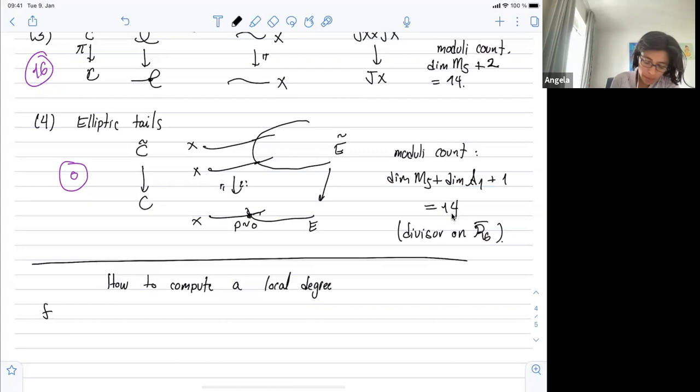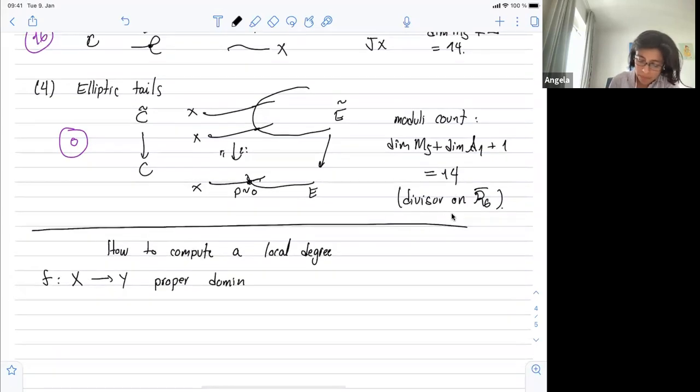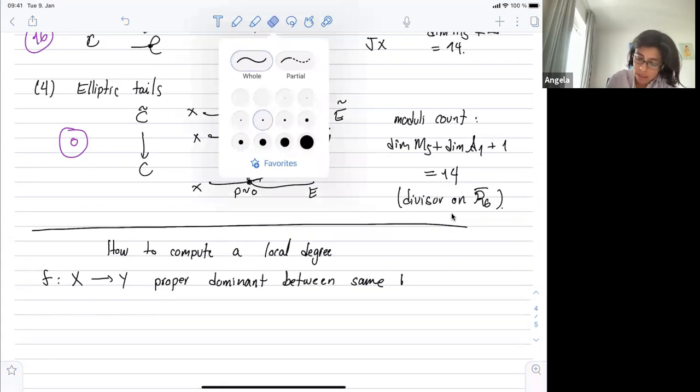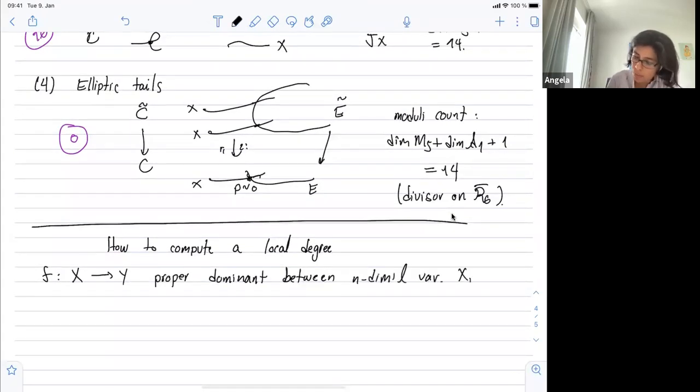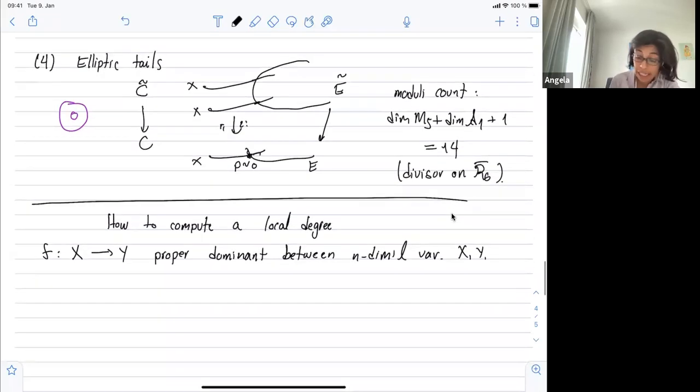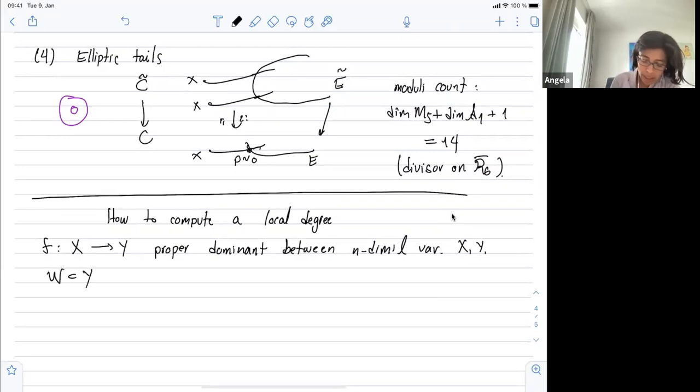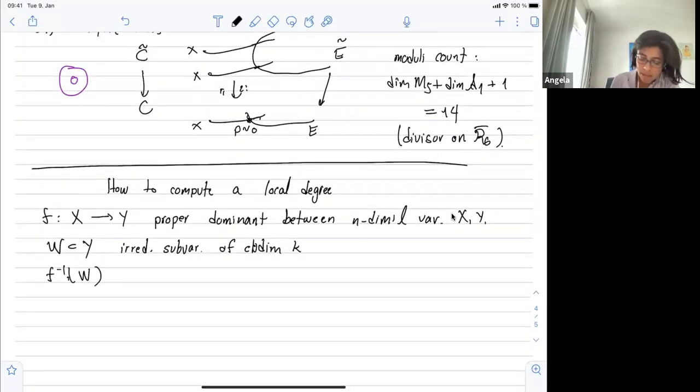Let's consider a proper and dominant map f from X to Y between varieties of the same dimension n. In particular, f is generically finite. Take an irreducible subvariety Z of Y of codimension k, and then take the inverse image of this variety. It breaks into finitely many components.